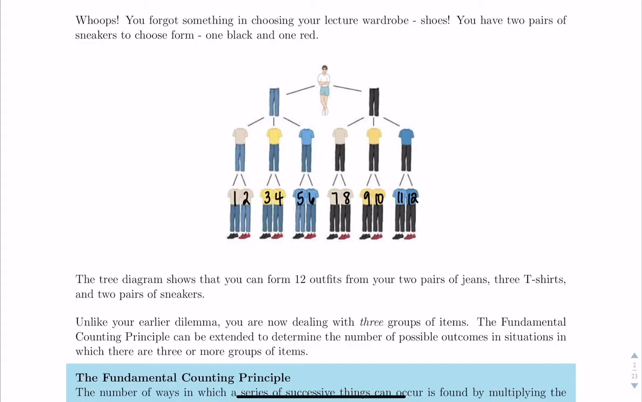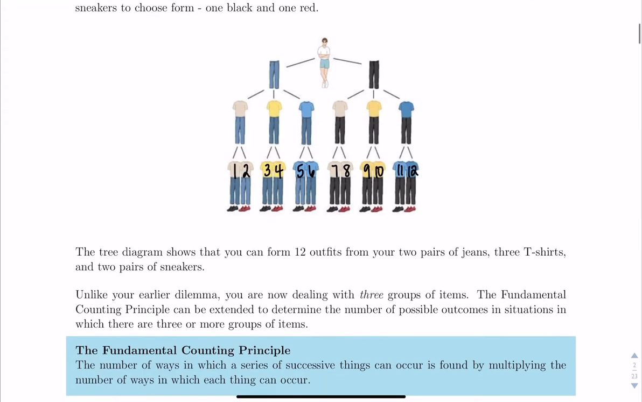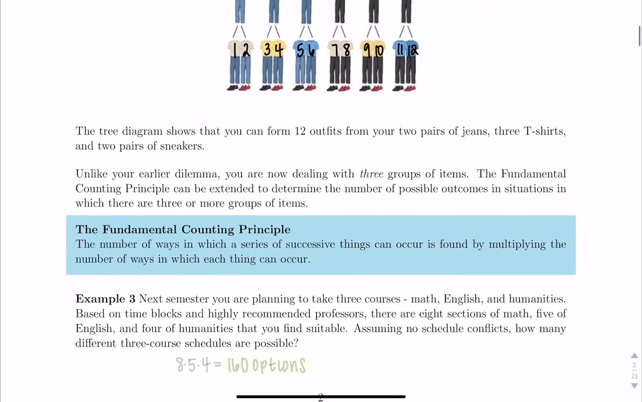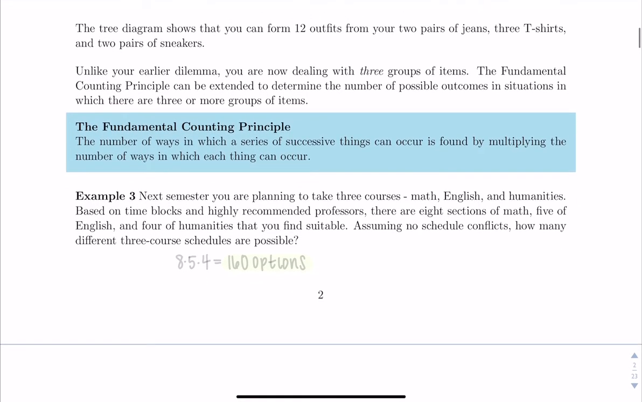So unlike the earlier dilemma, now I'm dealing with 3 groups of items. And so we can just keep extending them to determine how many possible outcomes there are when there are 3 or more groups of items. So the number of ways in which a series of successive things can occur is found by multiplying the number of ways in which each thing can occur. So we're just tacking on another group. So it works the same way.